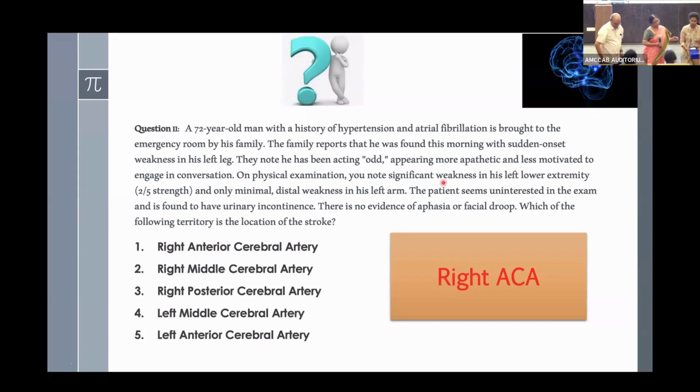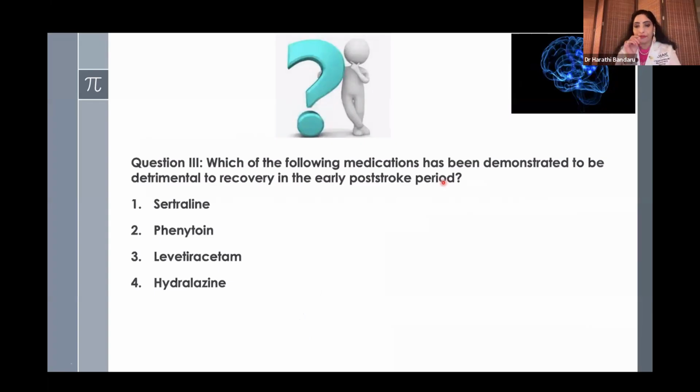Good. So the reason is that only the left lower extremity is more involved, and I did mention in my presentation urinary incontinence, because the micturition center is in that area, the anterior cerebral artery area. Let's move on to the next one. Which of the following medications has been demonstrated to be detrimental to recovery in early post-stroke patients? You have four options: sertraline, phenytoin, levetiracetam, hydralazine.